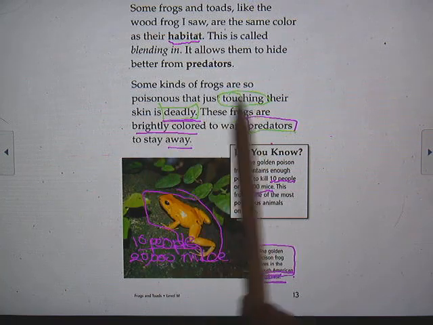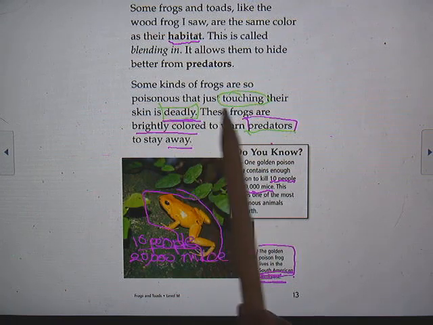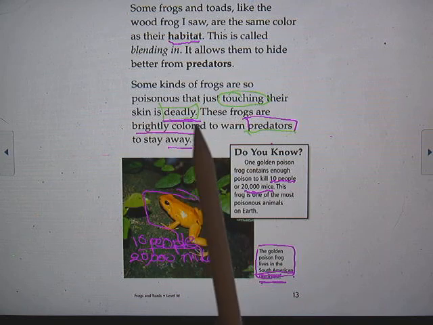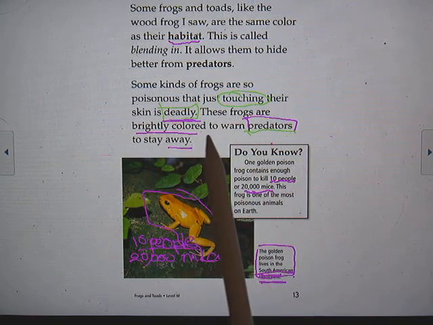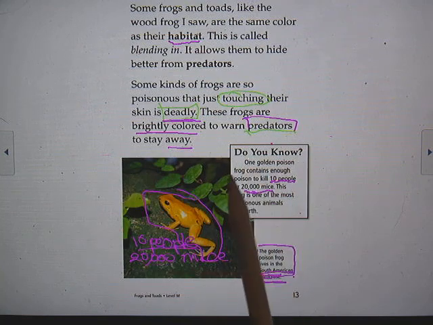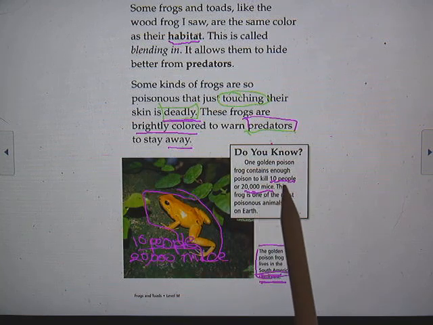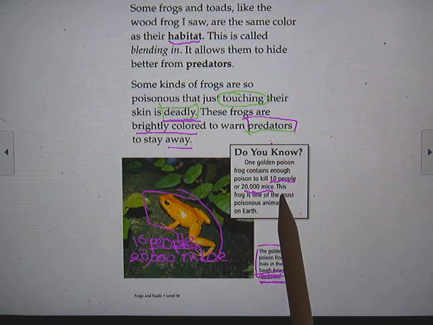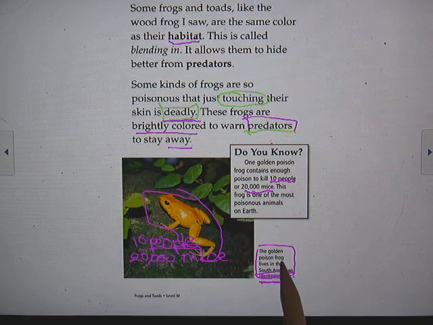It allows them to hide better from predators. Some kinds of frogs are so poisonous that just touching their skin is deadly. These frogs are brightly colored to warn predators to stay away. Do you know one golden poison frog contains enough poison to kill 10 people or 20,000 mice? This frog is one of the most poisonous animals on Earth. The golden poison frog lives in South America.